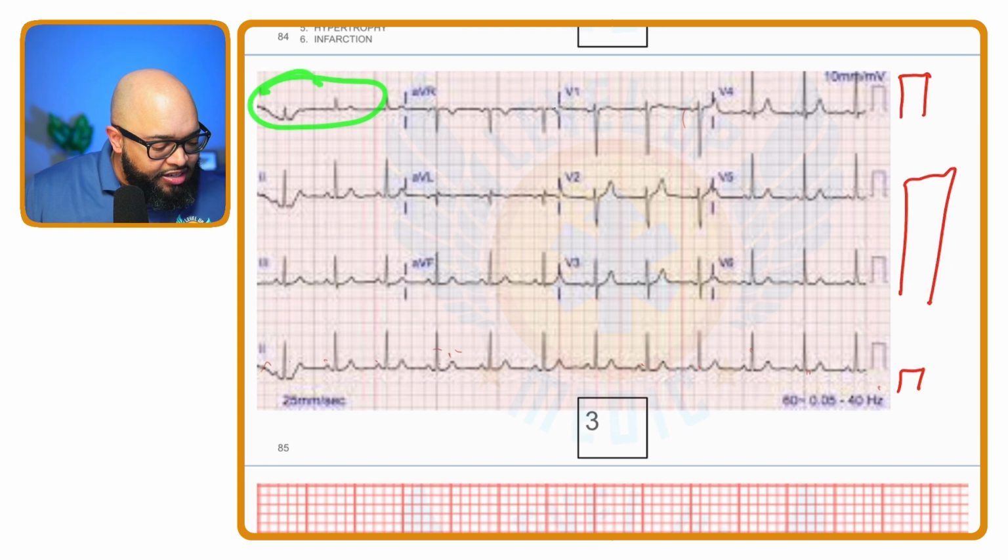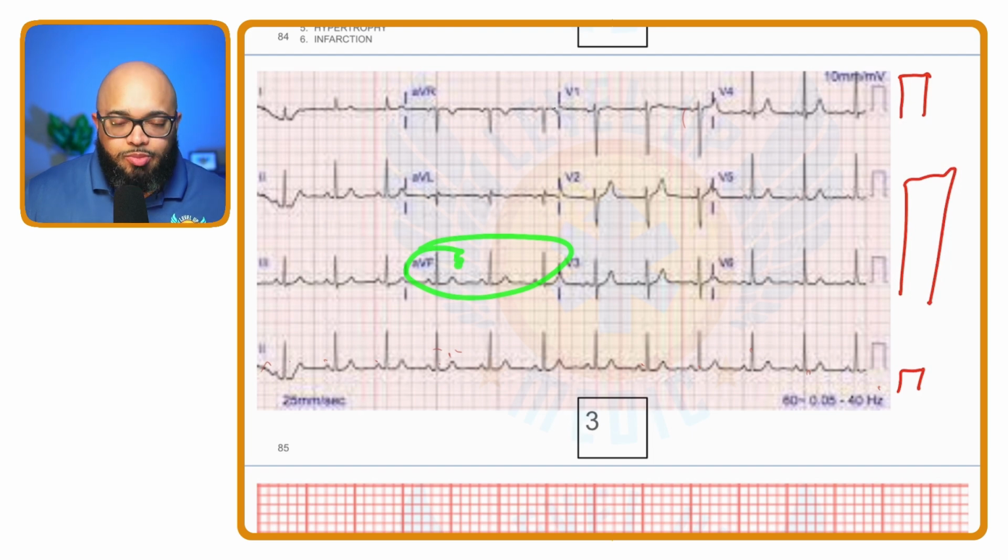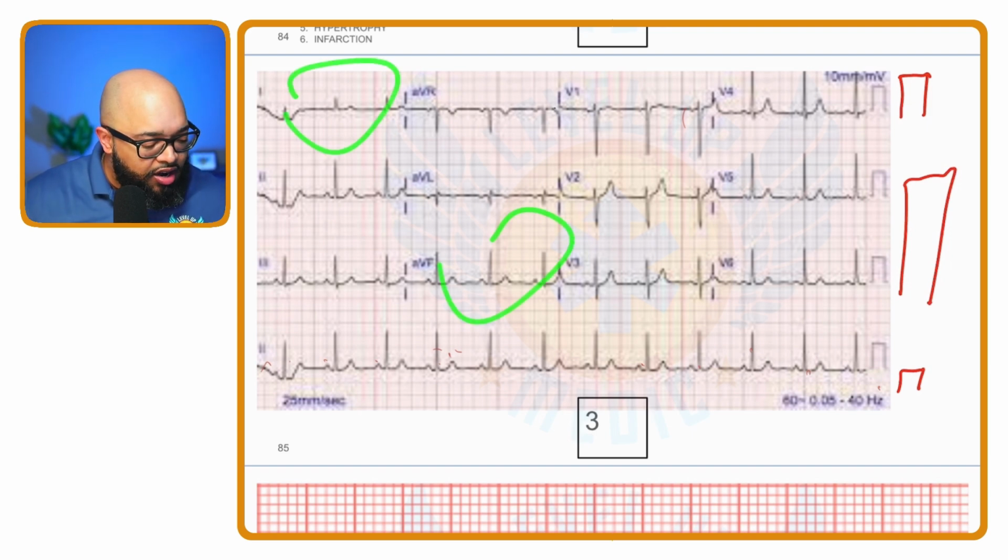So lead 1, is this positive or negative? Is it pointing up or down? It's pointing up, so we'd say that's positive, okay? Lead 1 is positive. What about AVF? Is that pointing up or down? That's up, so that's positive. If both of them are positive, what's that? That's normal axis deviation. So we have a normal axis deviation here.